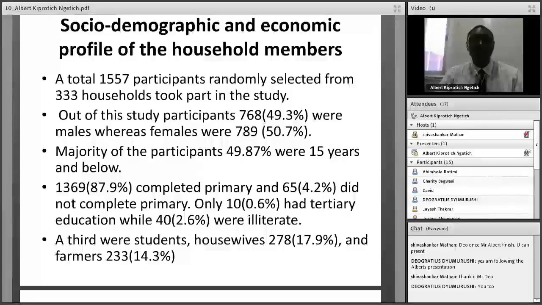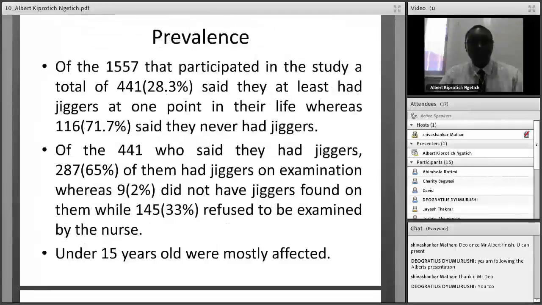On the prevalence, out of the 1,557 that participated in the study, a total of 441 say that at least they had jiggers at one point in their life, whereas 116 say they never had jiggers. Of the 441, you will find that 65% had jiggers on examination, while 9% did not have jiggers found on them, while 143, which is 33%, refused to be examined.